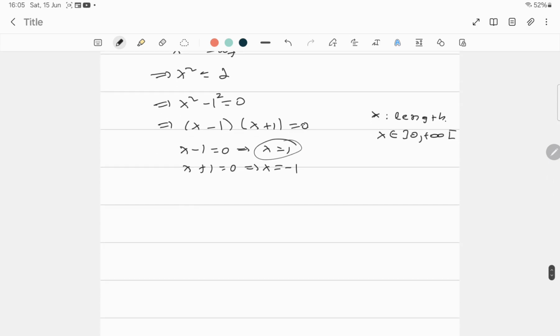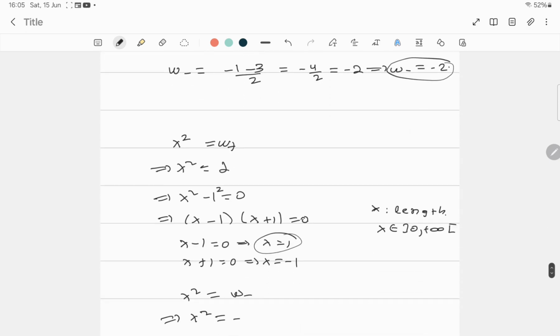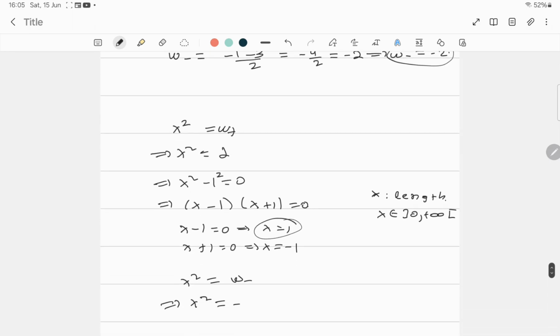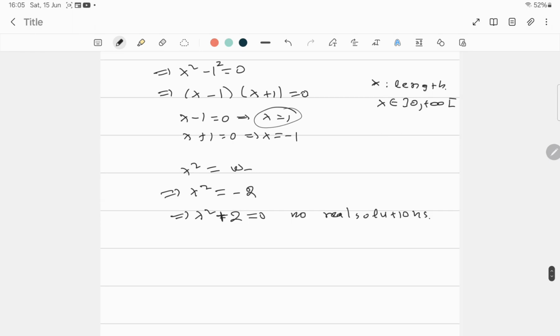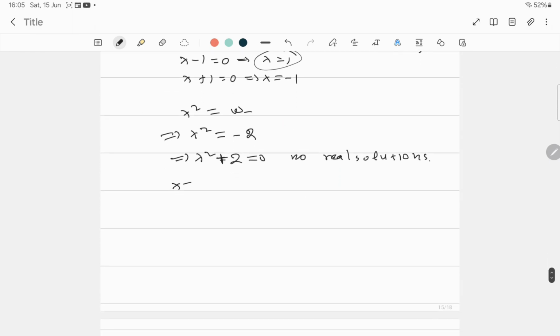Now let's go to the other one. x squared equals omega minus, x squared is equal to minus 2. So x squared plus 2 is equal to 0. No real solutions. So my only option is x to be equal to 1.